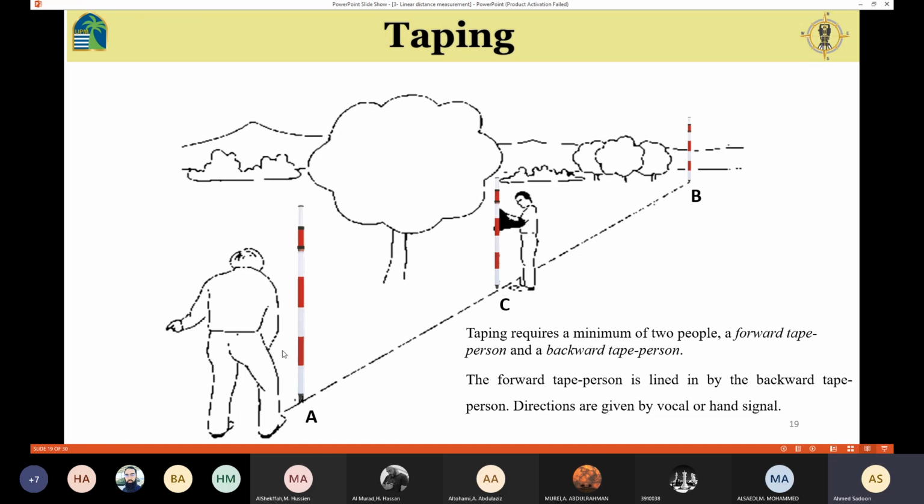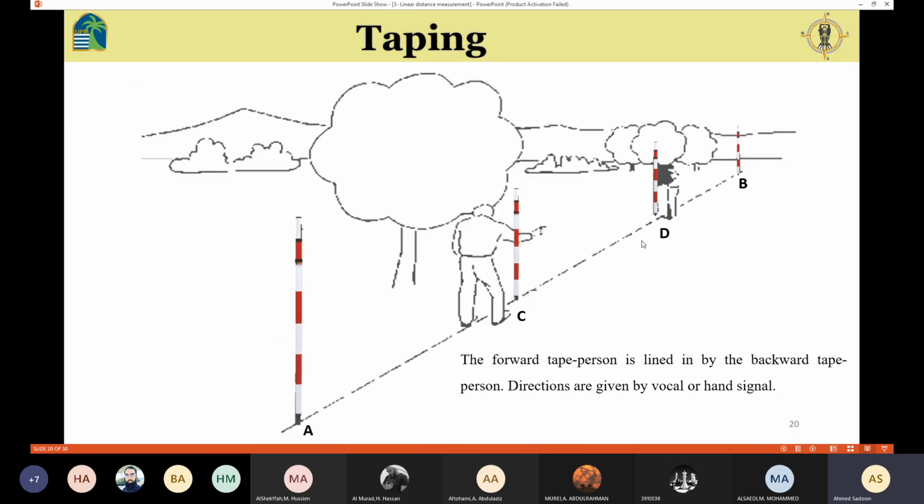Like you can see here, the backward tape person is going to direct the forward tape person so that this intermediate point is aligned with the straight line AB. The direction comes from here, whether it's vocal or hand signal. He's going to use his voice or his hands in order to direct the forward tape person.